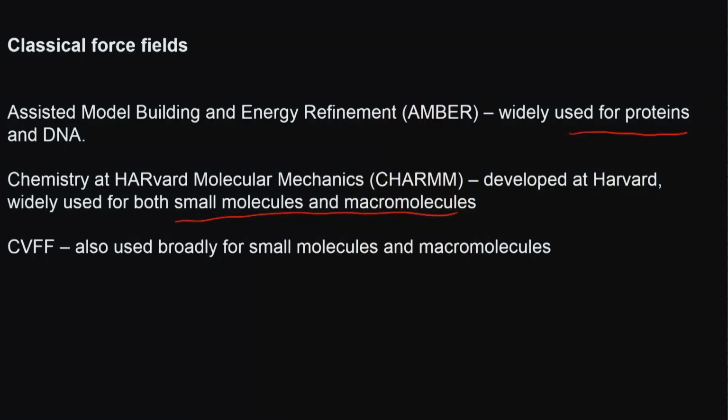CVFF is broadly used for small molecules and macromolecules. Yes, some software uses that, CVFF, that is the consistent valence force field.